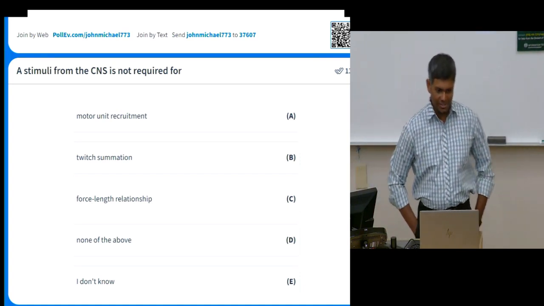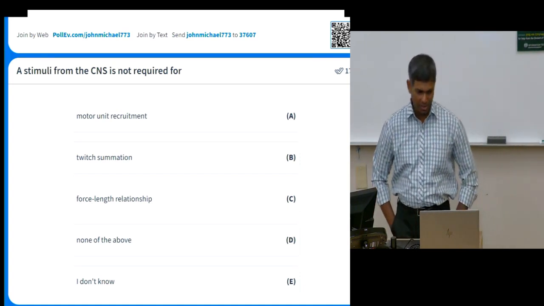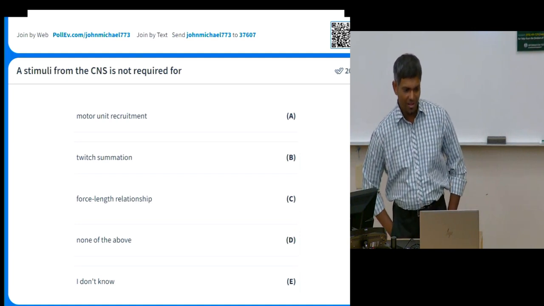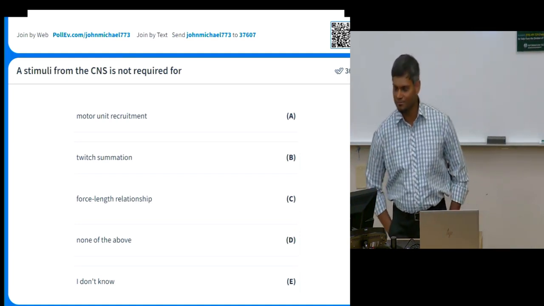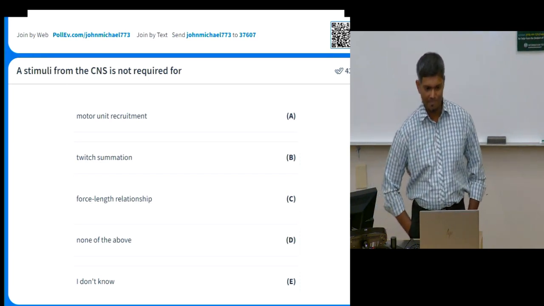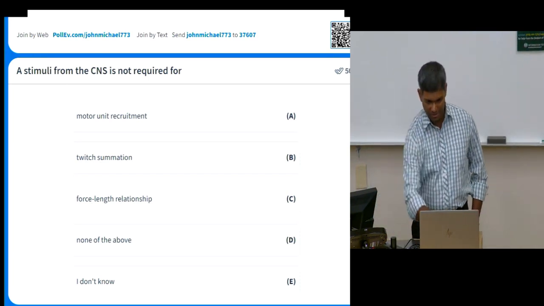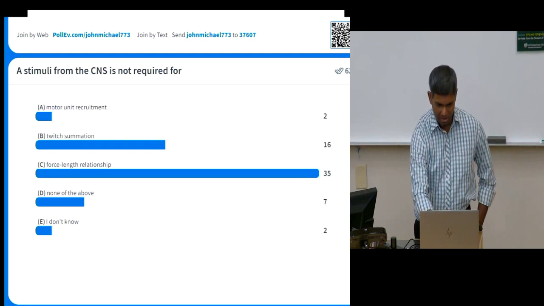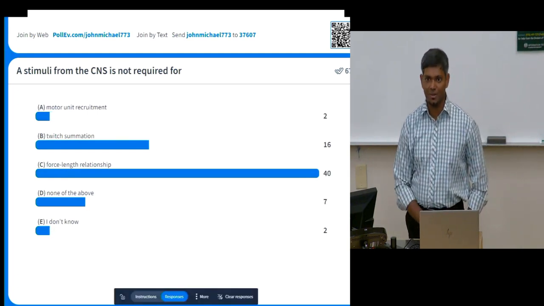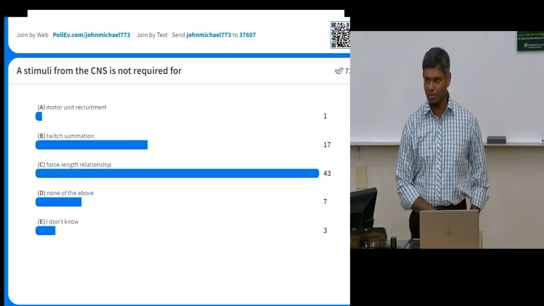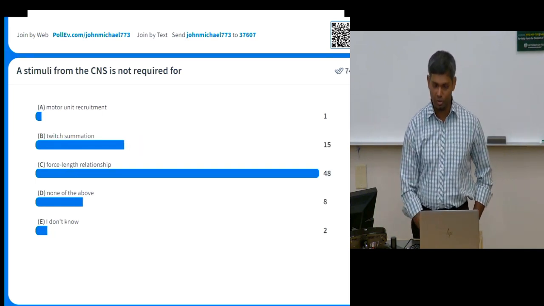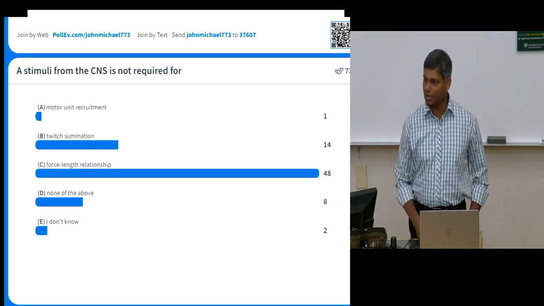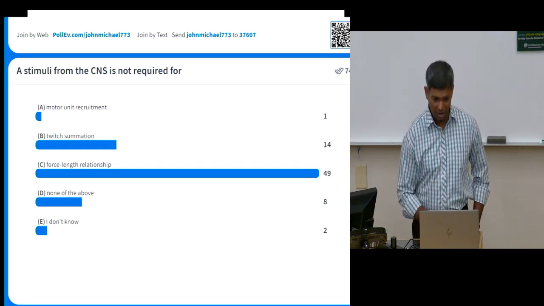Stimuli from the central nervous system is not required for motor unit recruitment, twitch summation, force-length relationship, none of the above. Okay, we got 40 responses, more than 50, great. So most of you said force-length relationship, and that is correct, right? A stimuli from the central nervous system is not required for the force-length relationship, especially when you consider the functioning of the cardiac muscle.